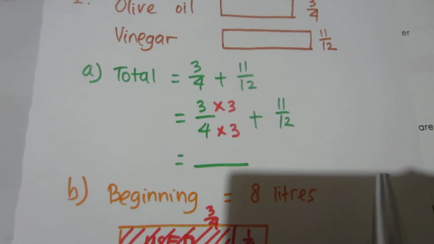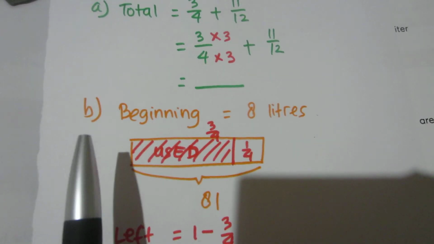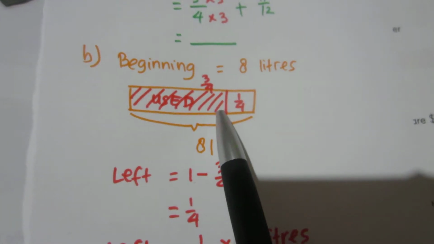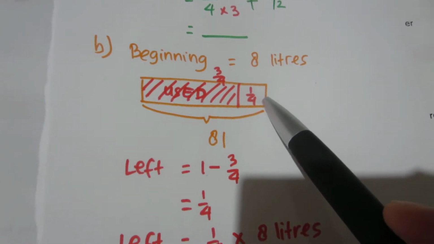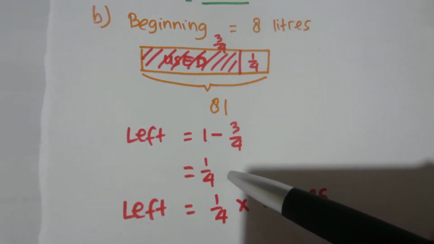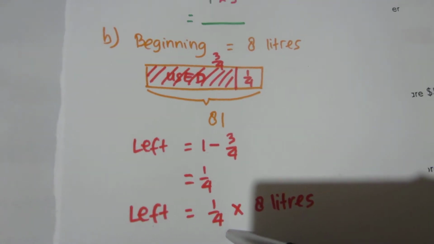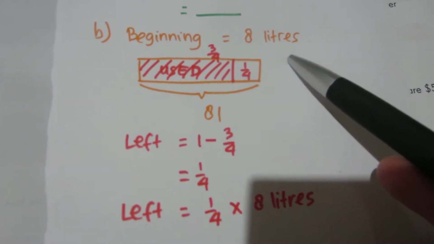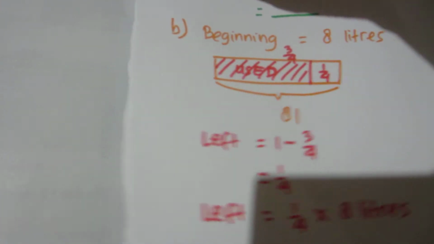The next question is, if the beginning is 8 liters, how much is the leftover? So we make the bar model. He had used 3/4, so the leftover was a quarter or 1/4. That is what we have left. And how much is the one we have left? Is a quarter multiplied by the total. The total is 8 liters. Then you have the answer. Next, number 3.